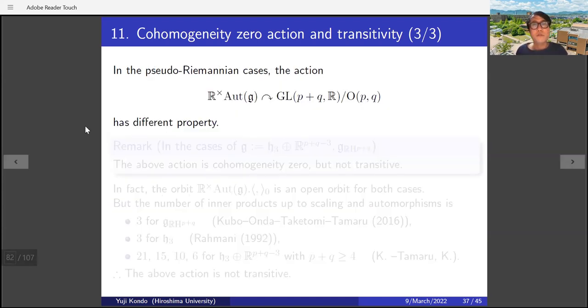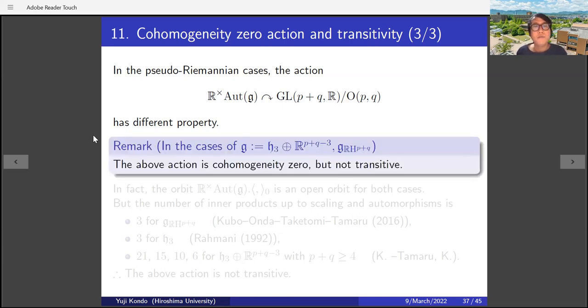But in the pseudo-Riemannian cases, we consider this action, but this action has different properties. In fact, in the cases of these two Lie algebras, similarly to the Riemannian cases, this action is a cohomogeneity zero action, but not transitive. In fact, the orbit through the standard inner product is an open orbit.